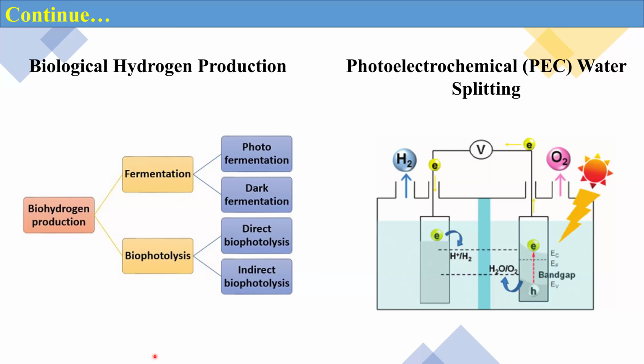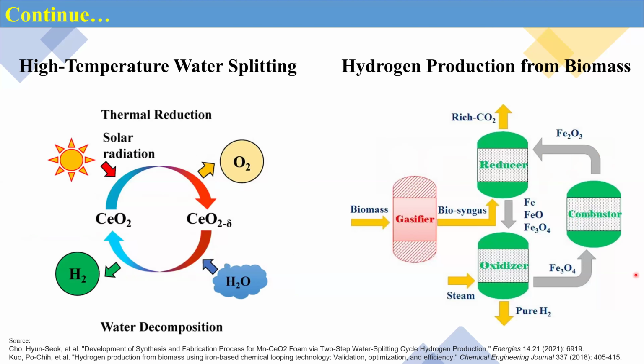Another process we have here is high temperature water splitting, where the high temperature is attained by means of solar radiation. This work has been taken from Chu et al., and they have published it in a chemical engineering journal.